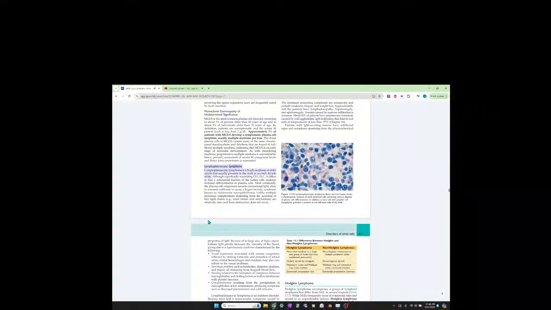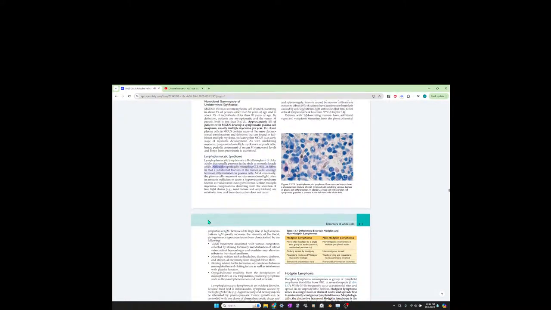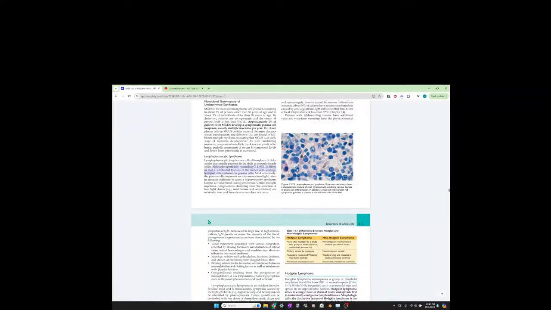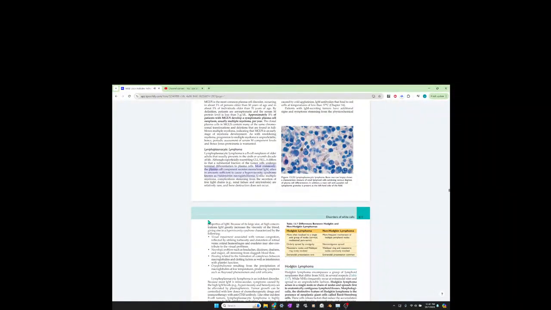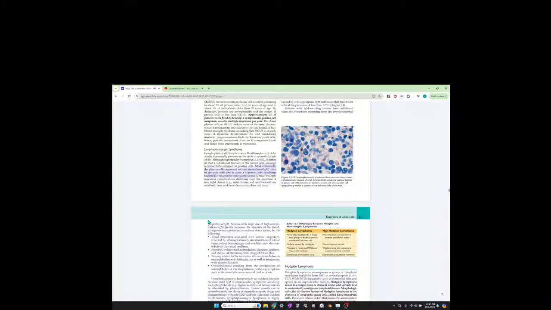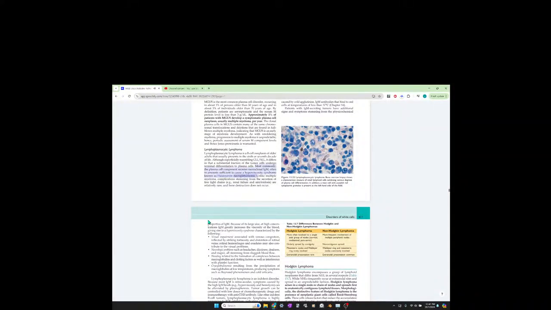Lymphoplasmacytic lymphoma. Lymphoplasmacytic lymphoma is a B-cell neoplasm of older adults that usually presents in the 6th or 7th decade of life. Although superficially resembling CLL/SLL, it differs in that a substantial fraction of the tumor cells undergo terminal differentiation to plasma cells. Most commonly, the plasma cell component secretes monoclonal IgM, often in amounts sufficient to cause a hyperviscosity syndrome known as Waldenstrom macroglobulinemia.